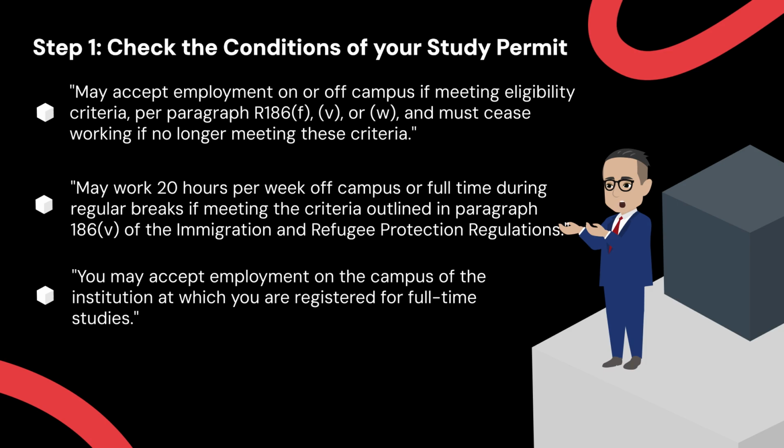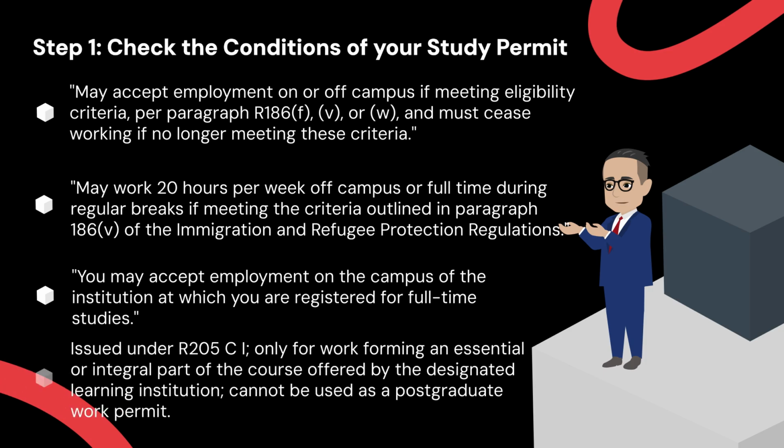You may accept employment on the campus of the institution at which you are registered for full-time studies, issued under R205(c)(i), only for work forming an essential or integral part of the course offered by the designated learning institution, cannot be used as a postgraduate work permit.